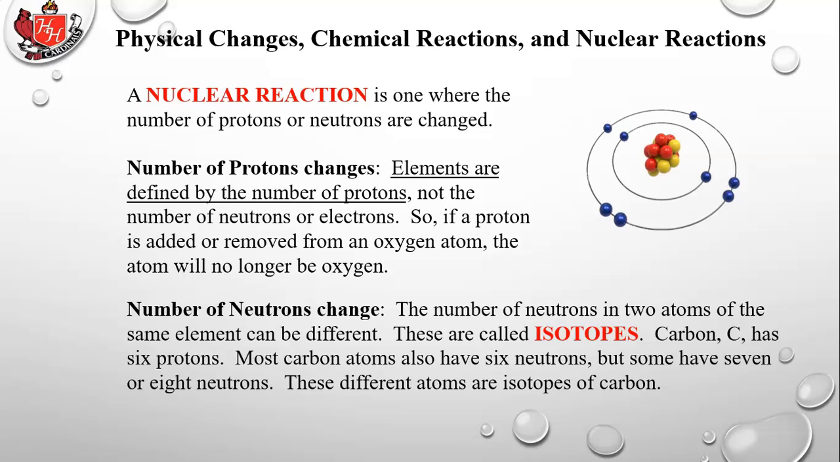Number of neutrons change. The number of neutrons in 2 atoms of the same element can be different. These are called isotopes. Carbon has 6 protons. Most carbon atoms also have 6 neutrons, but there are some that have 7 or even 8 neutrons. These different atoms are isotopes of carbon. So the element is still carbon. As long as it has 6 protons, it's carbon, but it can have different numbers of neutrons.